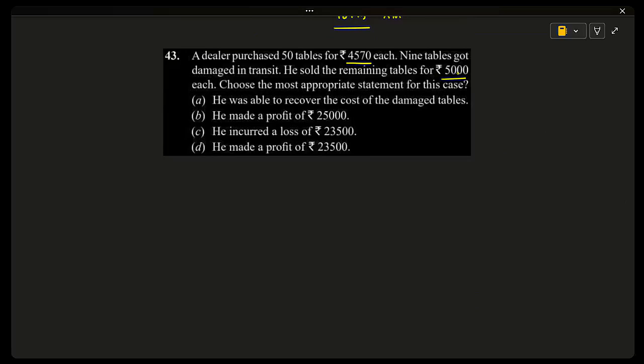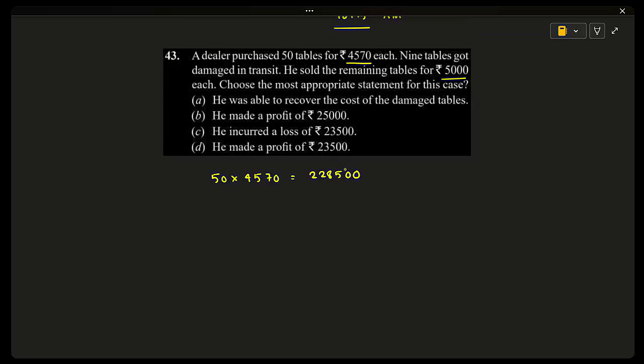In none of the options they are talking about percentages, so we have to find simple profit and loss. First let us find the total cost price. He purchased 50 tables, each costing 4,570. If you multiply, 457 into 5, you'll be getting 2,285 and add 2 more zeros. This is the total cost price.